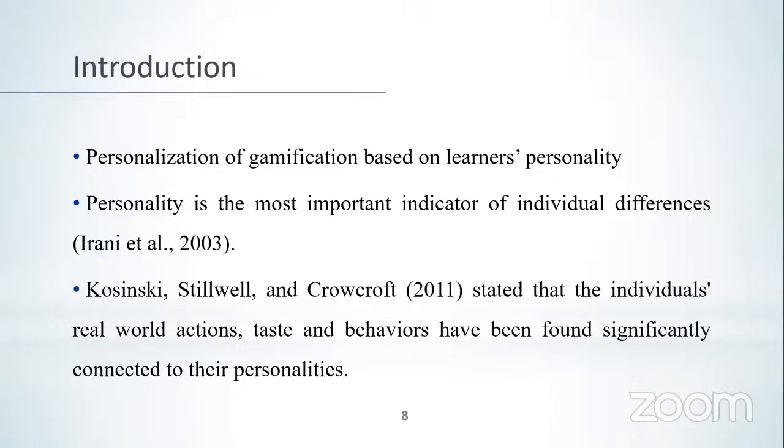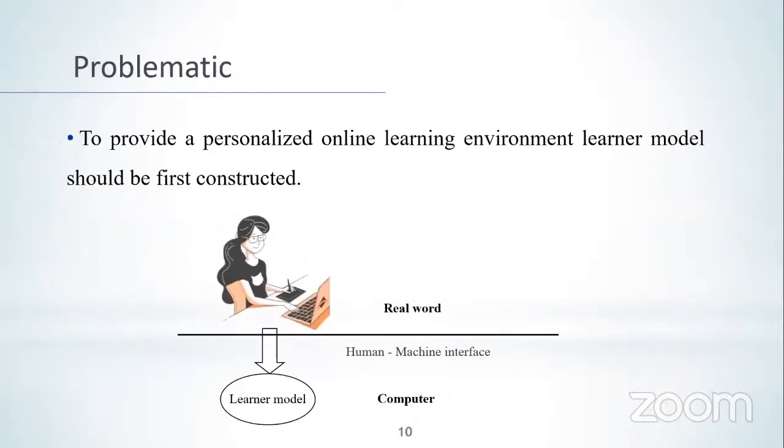So the first step in the personalization process is to model the learners. The learner model contains all the information regarding a learner, such as domain knowledge, learning performance, interest, personal traits, etc.